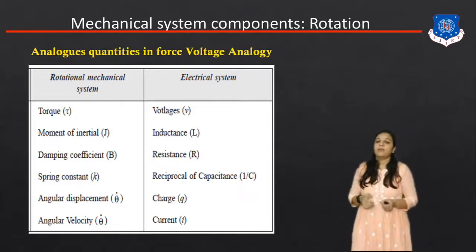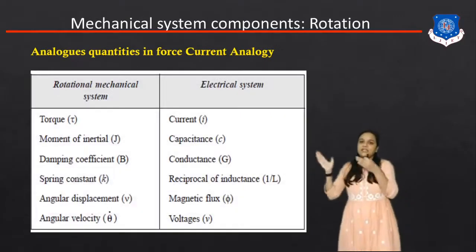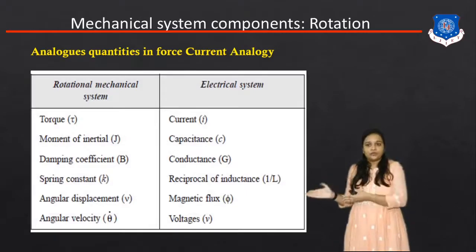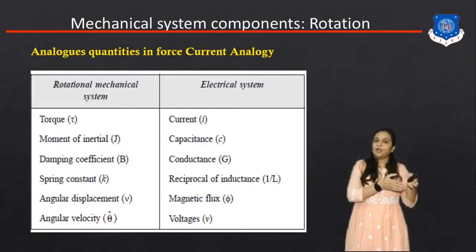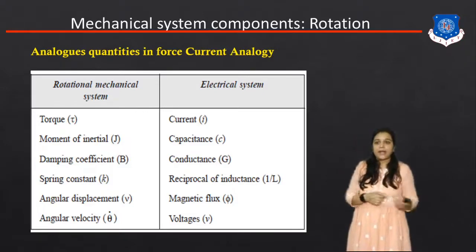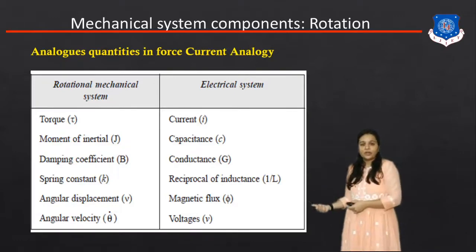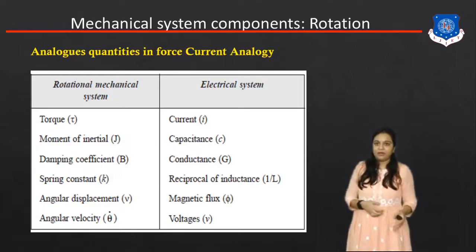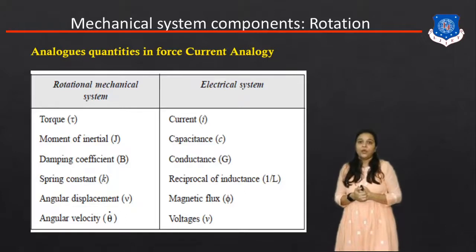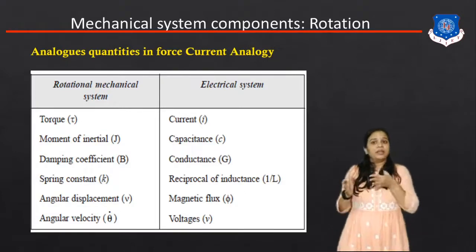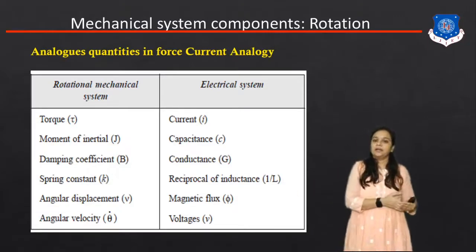The same method is applicable for the force current analogy: torque is equivalent to current, moment of inertia is equivalent to capacitor, damping coefficient is equivalent to conductance, that is 1 by R, spring constant is equivalent to the reciprocal of inductance, angular displacement is equivalent to magnetic flux, and angular velocity is equivalent to voltage. So using this table, we can easily convert the mechanical system into the electrical system.